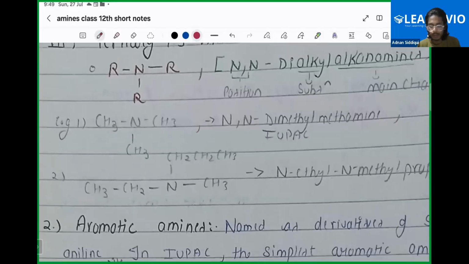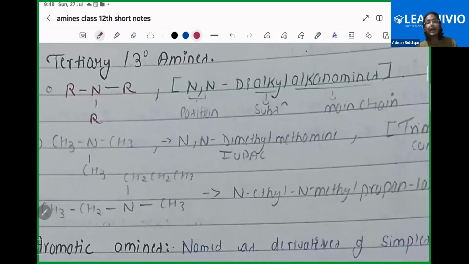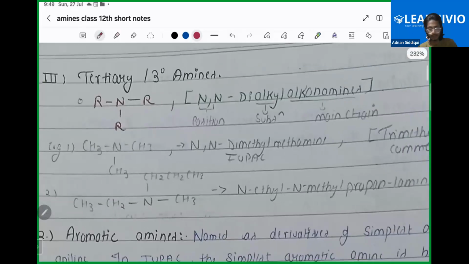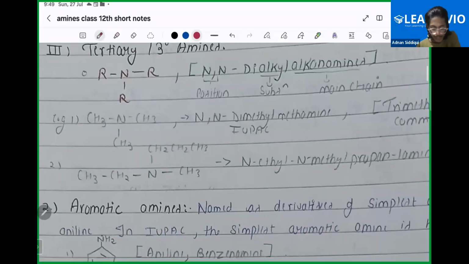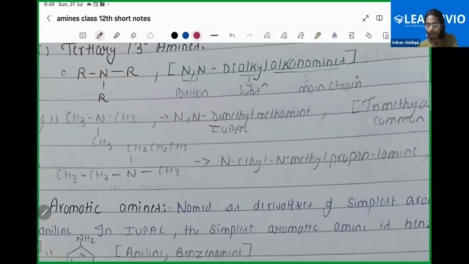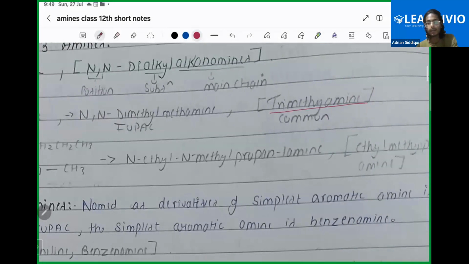So how are you going to answer it? The general term is N,N-dialkylamines. N,N suggests the position, alkyl suggests the substituents, the side chains, and this alkane suggests the main chain, right? Yes, sir. Let us see, how can you say it? N,N-dimethyl methanamine, and the common name is trimethylamine.